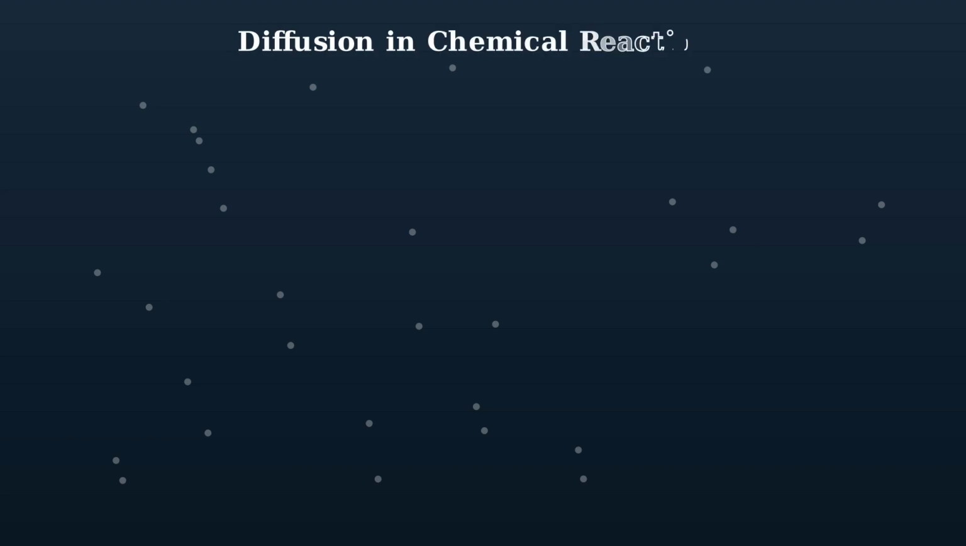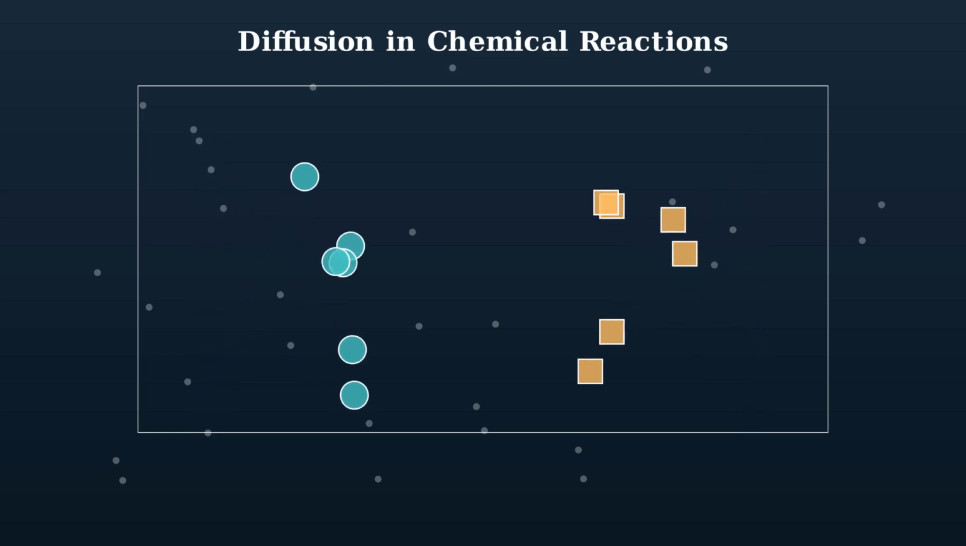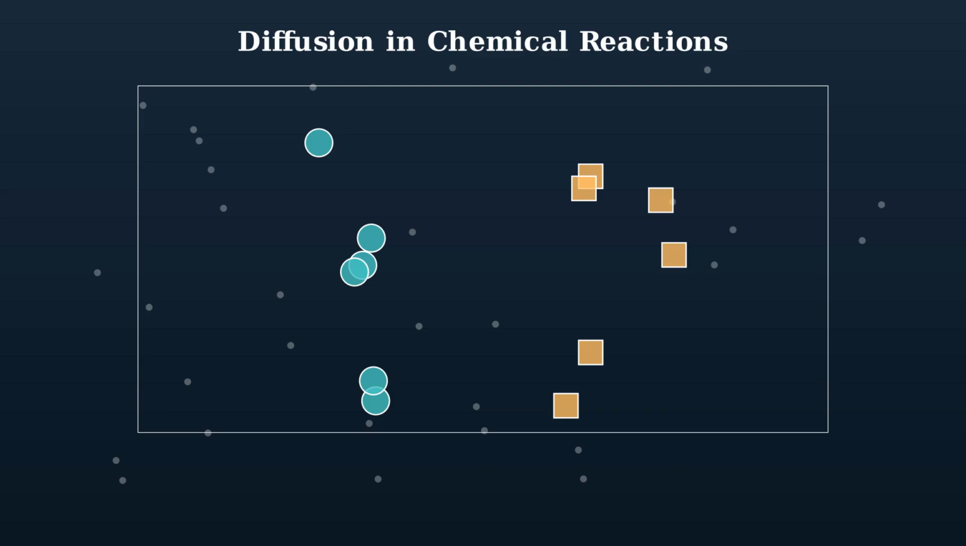Diffusion plays a vital role in chemical reactions by bringing reactant molecules into contact with each other. In a chemical reaction, molecules must first come into contact before they can react. Through random thermal motion, molecules diffuse throughout the solution or gas, eventually coming into contact with other reactants. When reactants meet, chemical bonds can form, creating new products. The rate of these reactions is often limited by how quickly the molecules can diffuse to the reaction site.